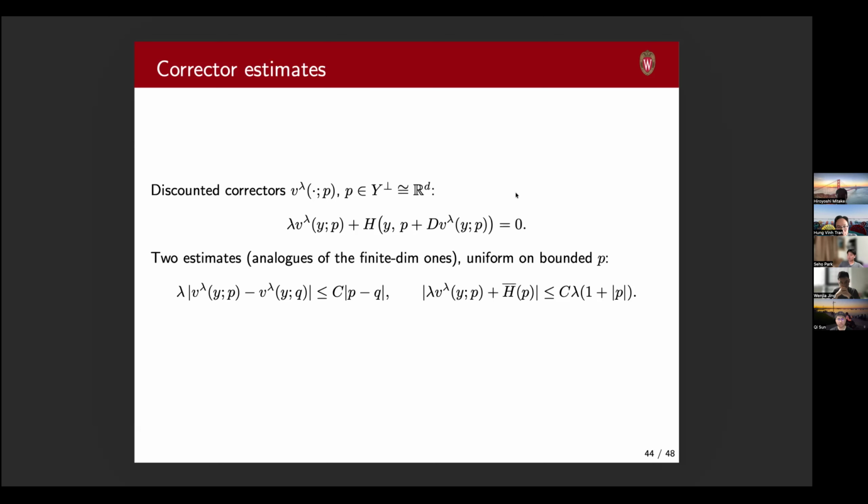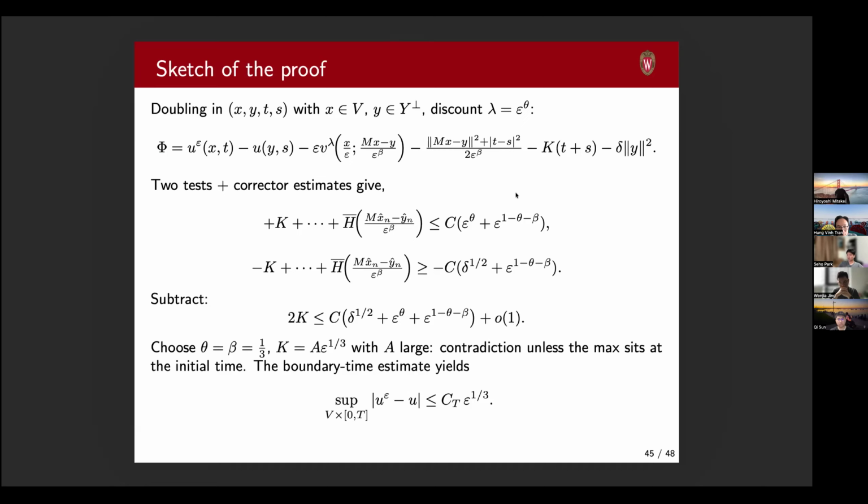So those are the estimations for the discounted corrector, and those proofs are analogous to the proof by Ishii, Bruseta, and Capuzzo-Dolcetta. So we consider the doubled variable function. We subtract u epsilon minus u minus epsilon times v of lambda, and also some penalty terms. As you can see, we compare the infinite dimensional object u of epsilon and the finite dimensional object U and also the infinite dimensional object V of lambda. Here X is in V and Y is in Y perp. And also V lambda is only defined when the momentum is the constant function. So that's why you can see the mx minus y divided by epsilon to the beta, and that's why we make the penalty term couple mx and y.